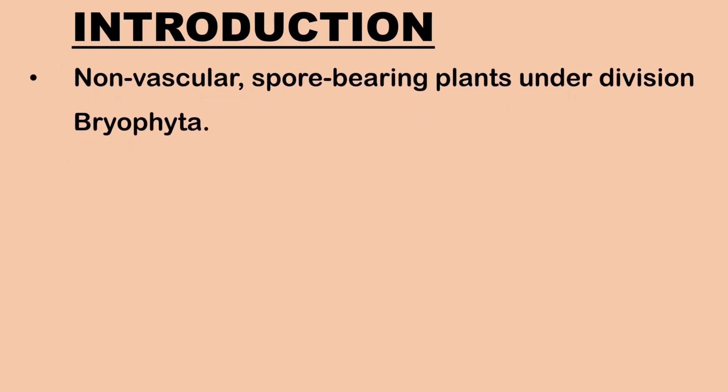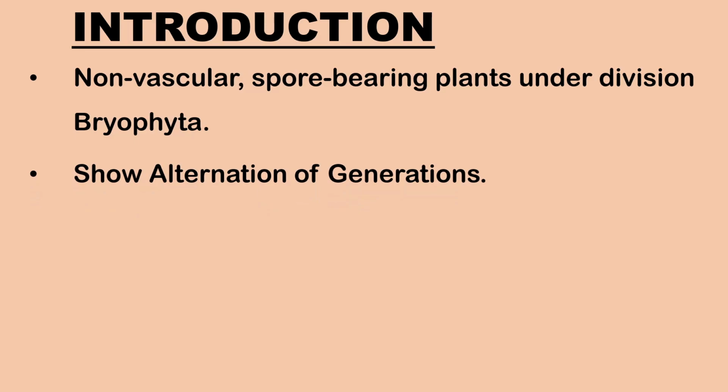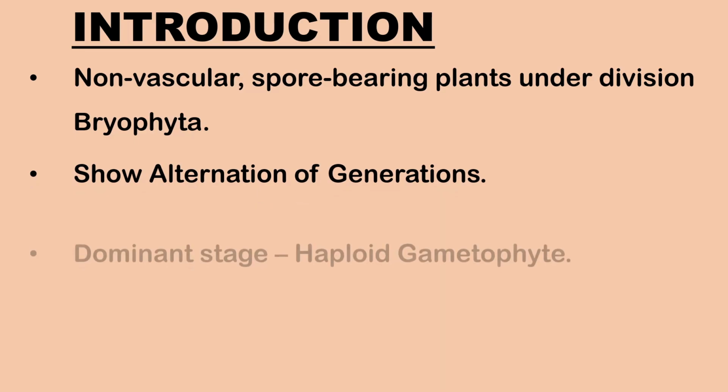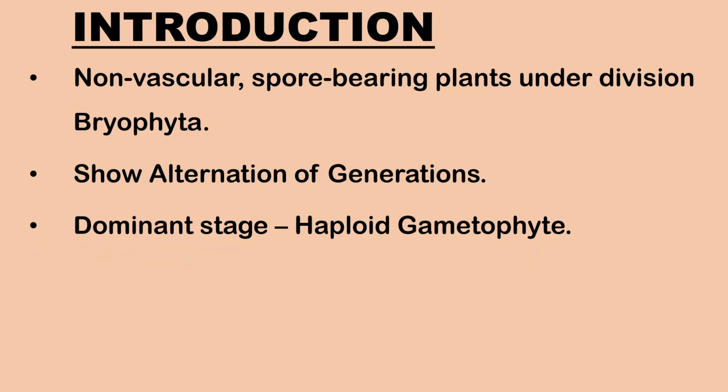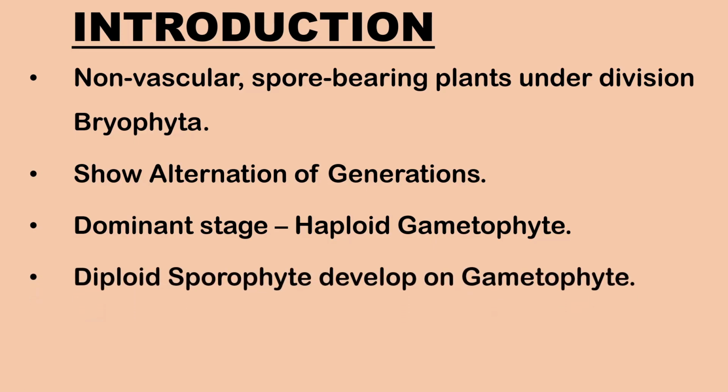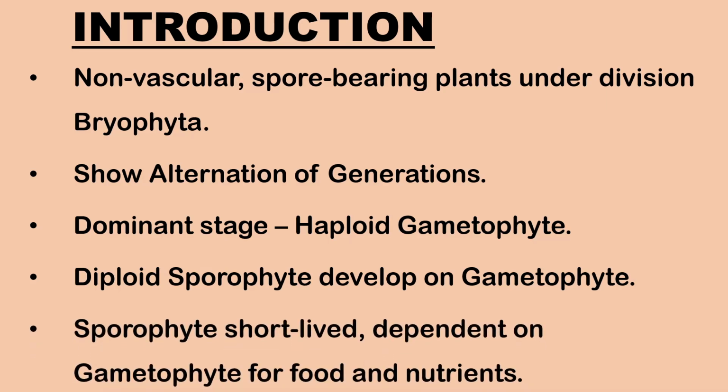Mosses are non-vascular, flowerless, spore-bearing land plants found under the division Bryophyta. Example, Funaria. They show alternation of generations. The dominant stage in the life cycle of moss is the haploid gametophyte. The diploid sporophyte develops from the base of the gametophyte. It is short-lived and depends on the gametophyte for water and nutrients.